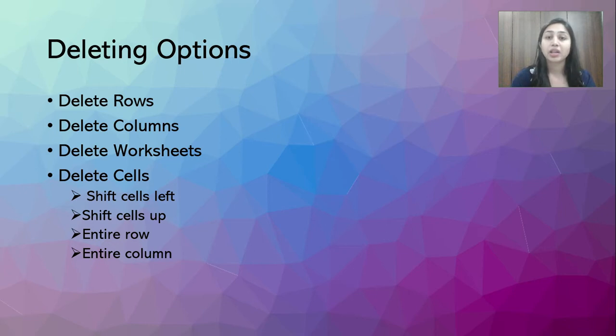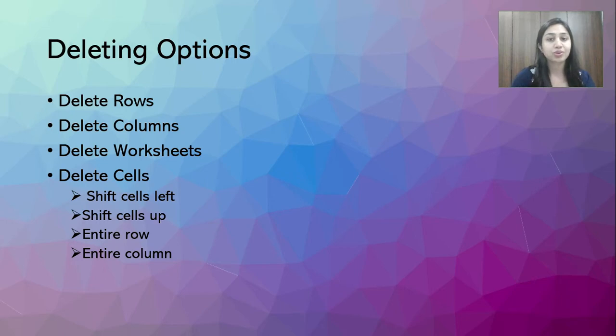Like the Insert drop down list, where we have 4 options, insert cells, insert row, insert column, insert worksheet, similarly you have 4 options to delete: delete cells, delete row, delete column and delete worksheet. In delete cells, you will get another 4 options: shift cells left, shift cells up, entire row and entire column. So using all these options you can delete any of them.